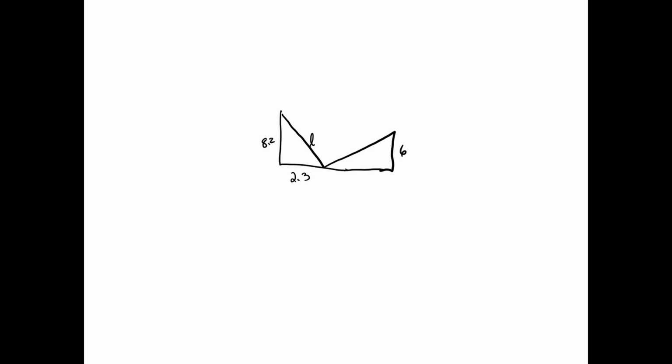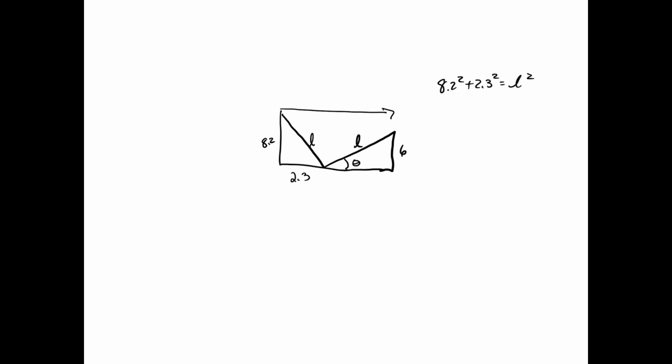So we need to find out what this angle is, and we want to know the entire distance here. Well, the key thing is the ladder is the same length. So this is the ladder, and this is the ladder. So let's use the Pythagorean theorem to find the length of L. 8.2 squared plus 2.3 squared is going to be L squared.